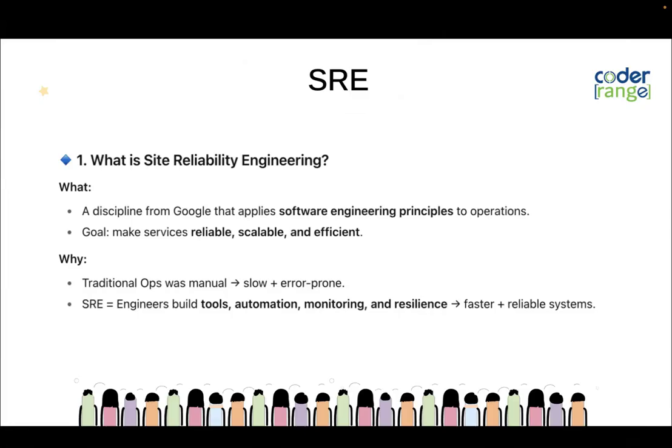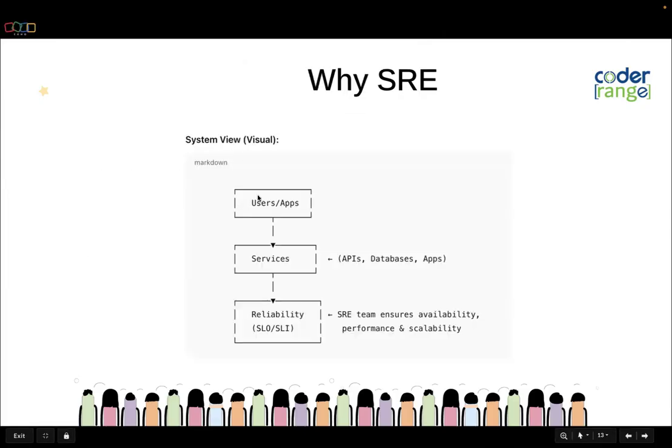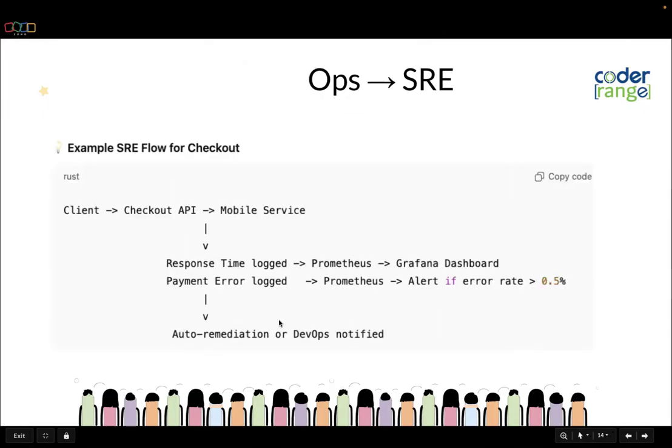That's the faster thing. So if you see a basic real-world application which is built, that application will have services, and those services interact with reliability, that is SLO and SLI, because the SRE team ensures that the service is available and scalable. So a flow of SRE is traditionally built like this. Recently, with clients, this is what we build.